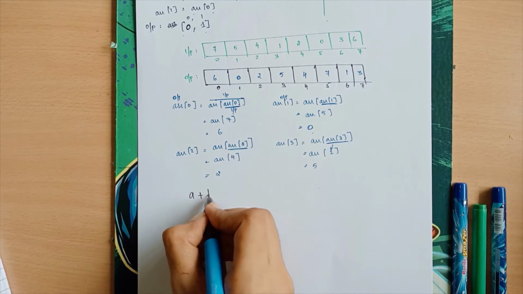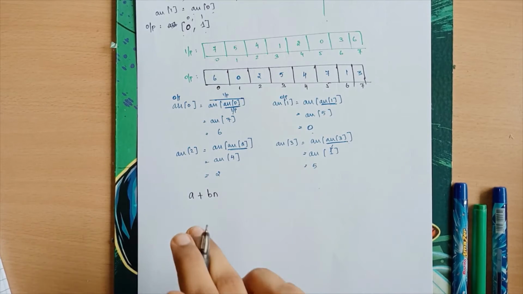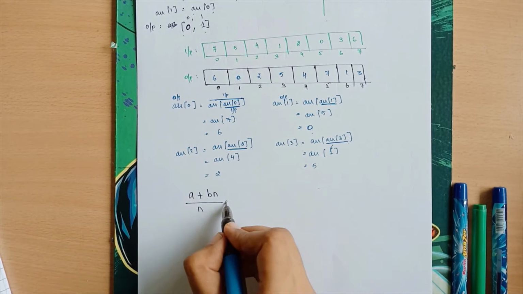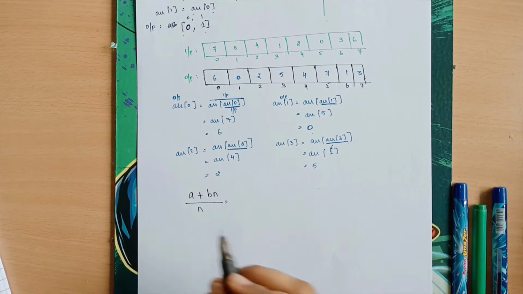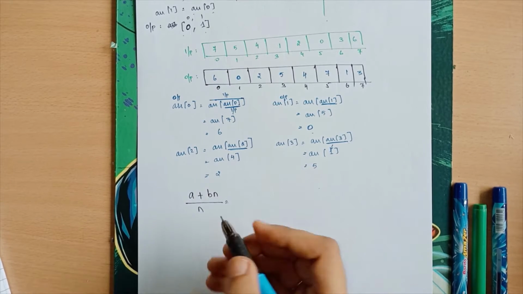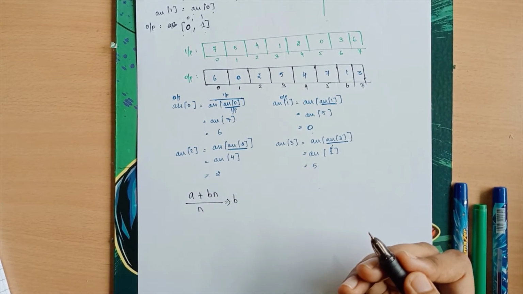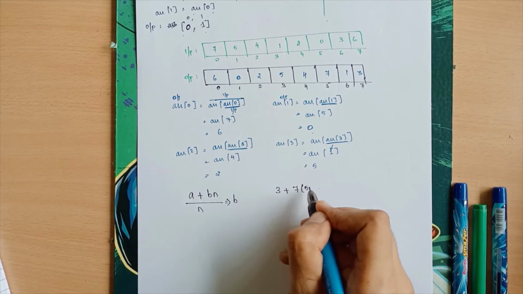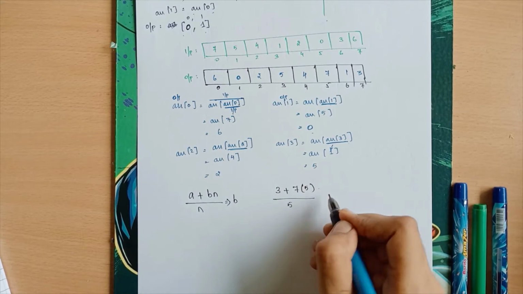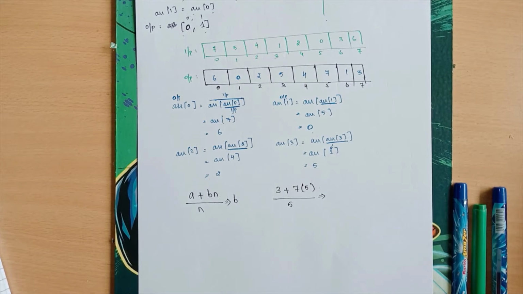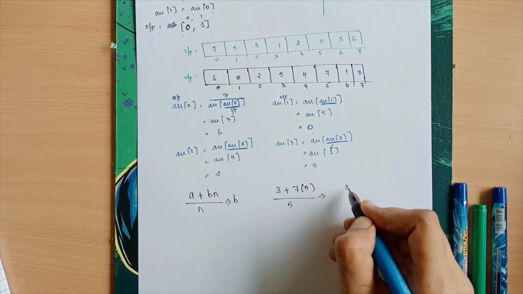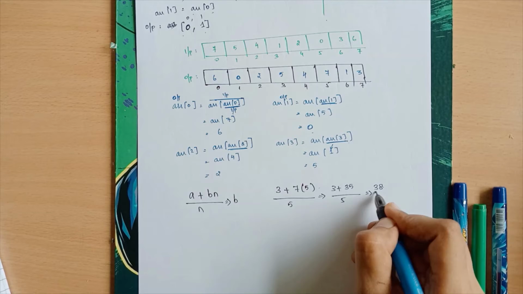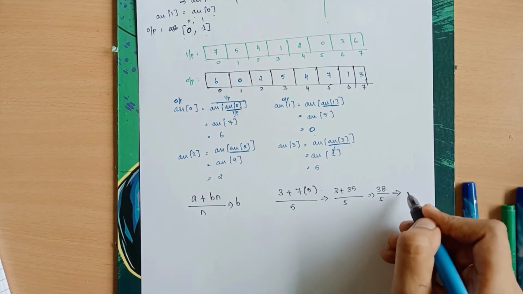Let's suppose there is some a plus b into n. When I divide it by n, what do you think is going to be my answer? a plus b into n divided by n. The answer is going to be b. You can ask me how I'm telling it. Fine, let's take another example. 7 into 5 plus 3, divided by 5. What is the answer? It's going to be 35 plus 3 by 5, which is 38 by 5, which is nothing but actually 7 only.